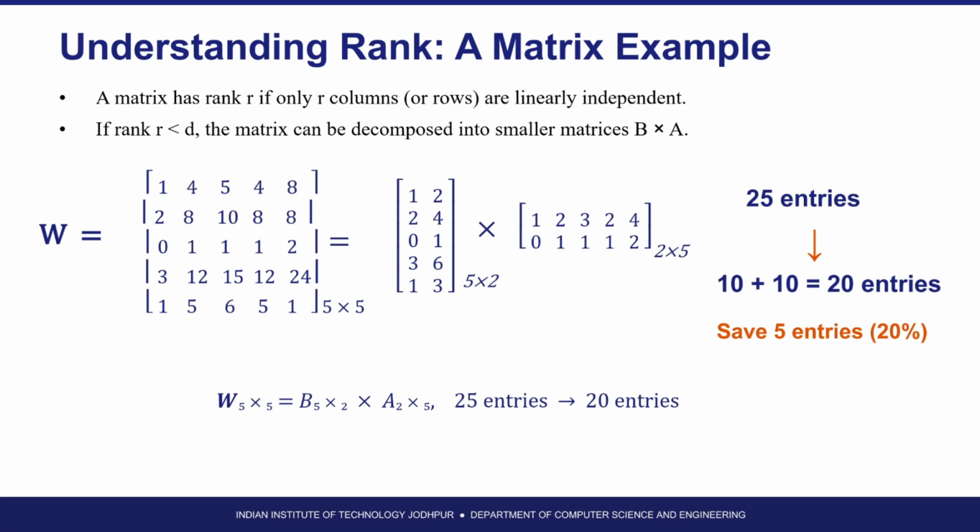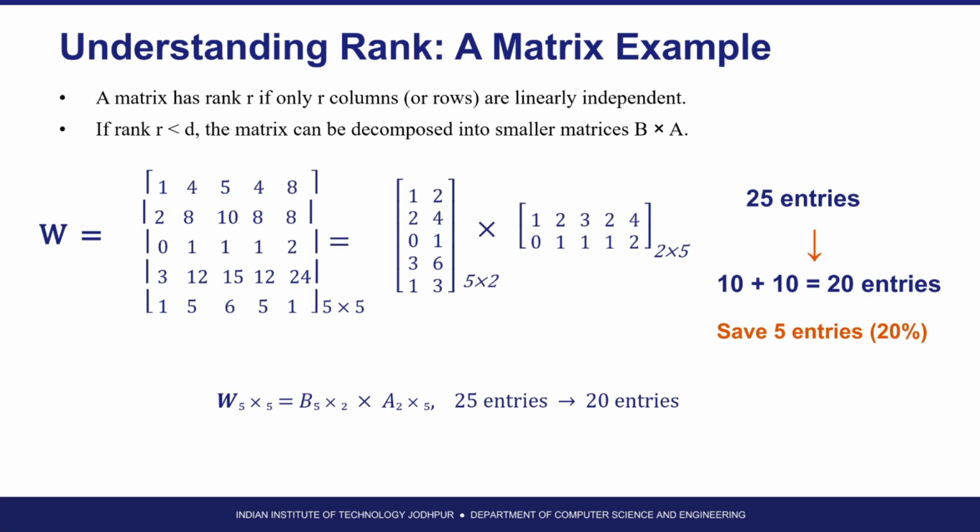Suppose W is a 5 cross 5 matrix, meaning a total of 25 entries, but W has a rank of 2. So all 5 rows or columns are not linearly independent. Only two linearly independent columns or rows are there. So we can write W as a multiplication of two matrices, 5 cross 2 and 2 cross 5.